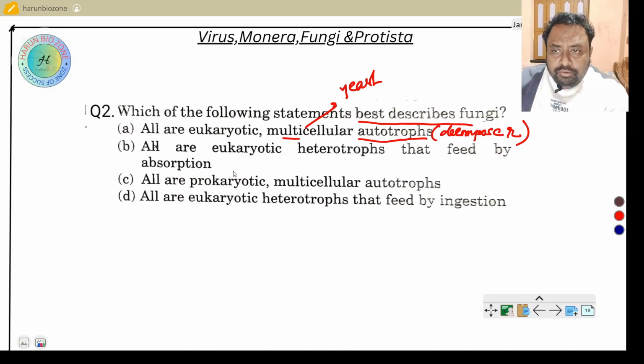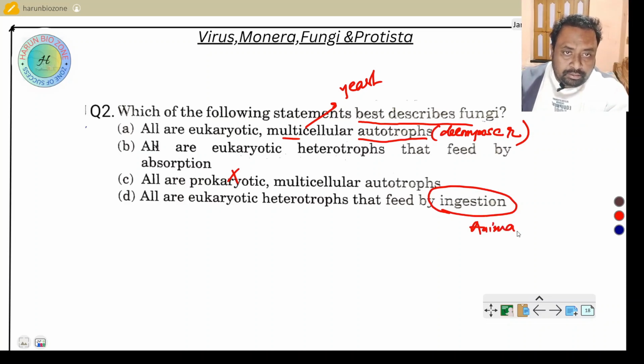All are prokaryotic? Not prokaryotic. All are eukaryotic heterotrophs that feed by ingestion? Not by ingestion. Ingestion means swallowing the food, which only occurs in animals. But fungus shows external digestion. Suppose an apple or vegetable is rotting. Why? Because fungus excretes its digestive enzymes on the food, and the food is digested, which we call rotting. Then they absorb the rotting or simplified food. So here the right option is B.